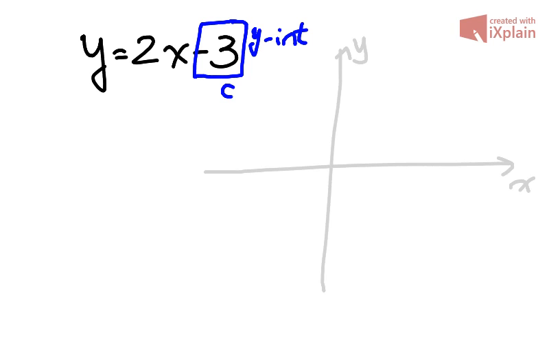So we just need to go to the y-axis. There it is, negative 3. That's where the straight line is going to cross y. We don't know where it's going to cross x at this stage.